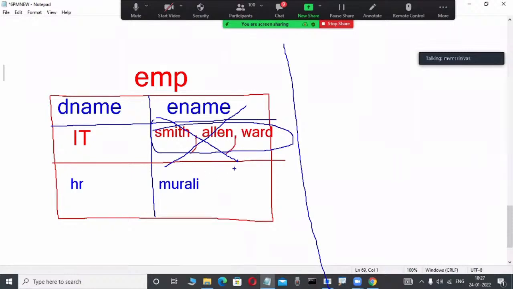Actually, this table is not the problem. Table creation, with Smith, Allen, Ward, works. But why is it not recommended? Table creation is not the problem; another thing is the problem. Observe this, it is very important. E.F. Codd, a mathematician, introduced the relational data model in 1970.